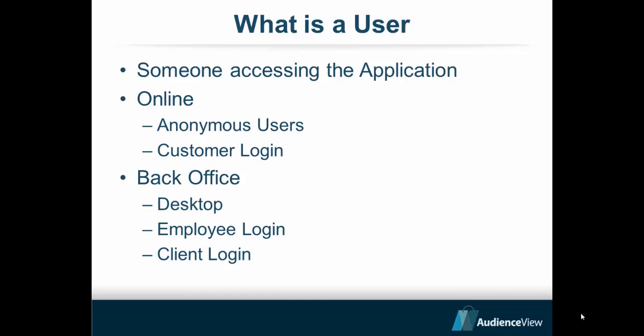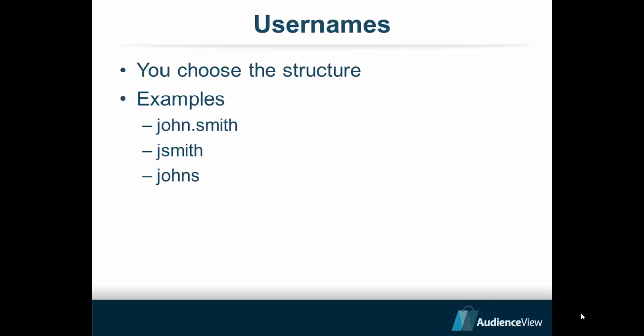There is also, once the customer logs in, another login. That's their customer login, and that can have another set of permissions as well. On top of that, we have the back office login. This is what we refer to as the desktop login. The desktop's where employees will log in, clients will log in, administrators will log in, people who are setting up performances, selling tickets, printing tickets.